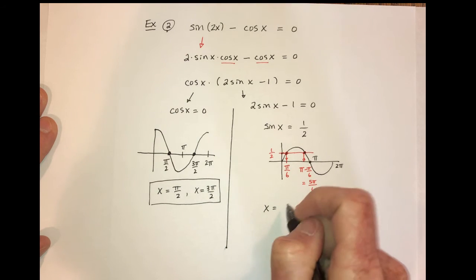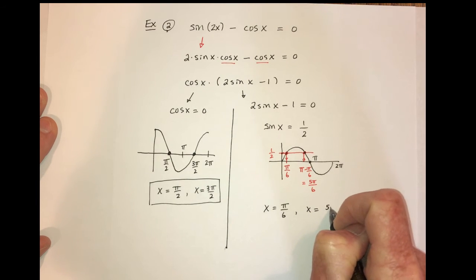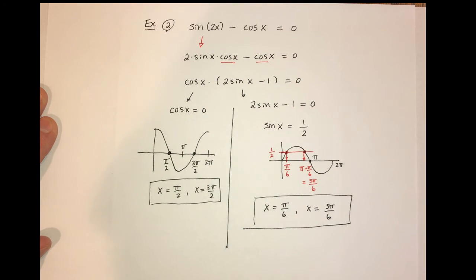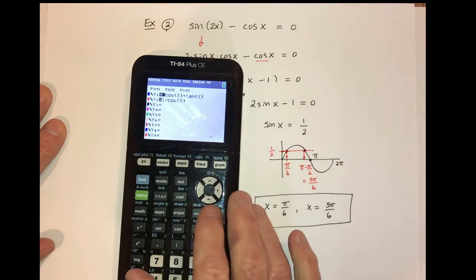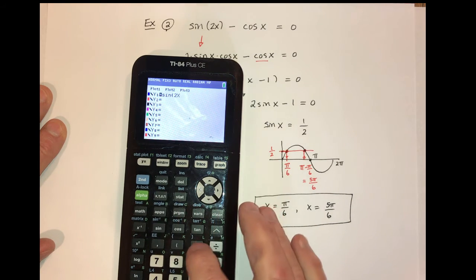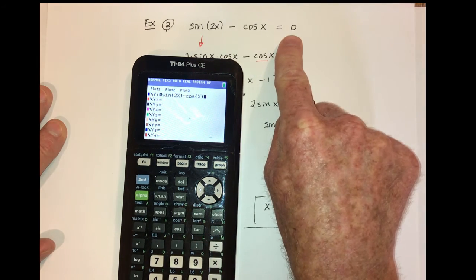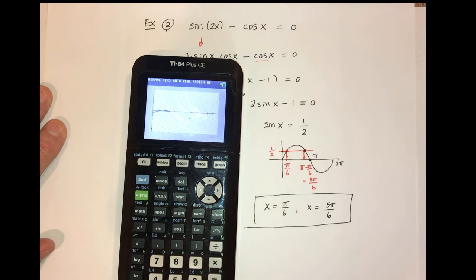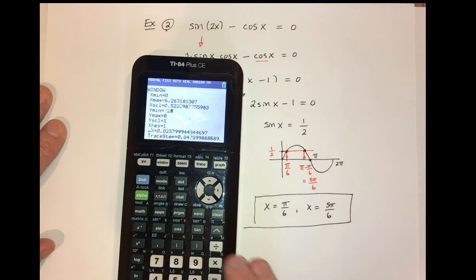So it looks like we get a total of 4 solutions, including pi over 6 and 5 pi over 6. Now I need to check it and make sure that those 4 answers look correct. So graph the original function. So that's sine of 2x minus cosine of x. And then it's saying when does it equal 0? So that means when does it cross the x-axis? So it looks like my y values are too big. I'm going to change that. How about -2 to 2?